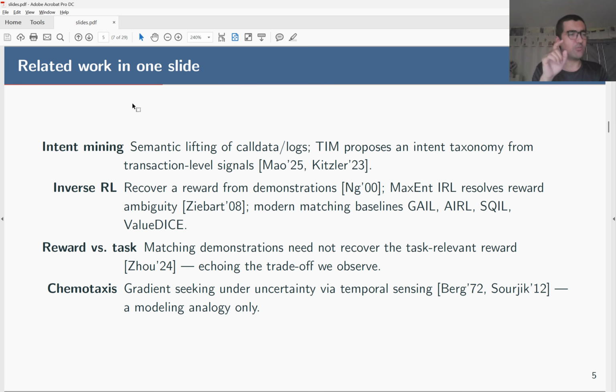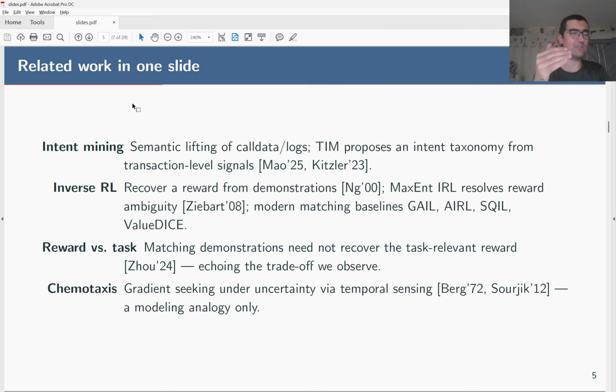Second, inverse reinforcement learning. The classic goal is to recover a reward from expert demonstrations. Maximum entropy IRL from Ziebart and colleagues resolves the ambiguity in that problem by modeling expert behavior as a maximum entropy distribution.